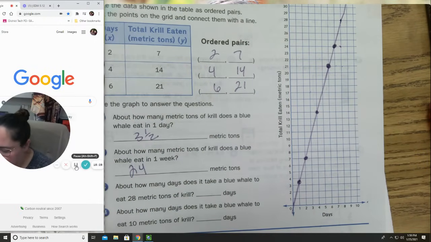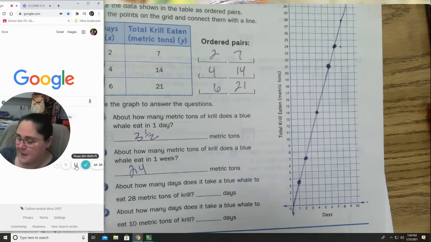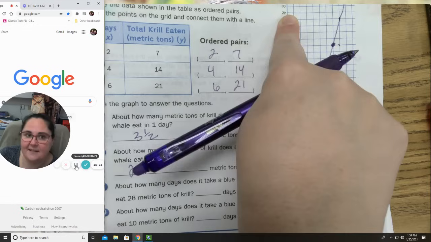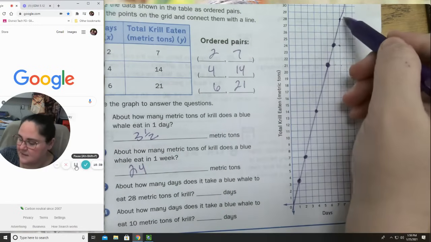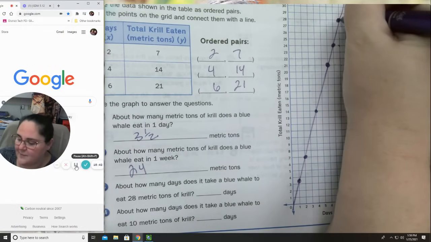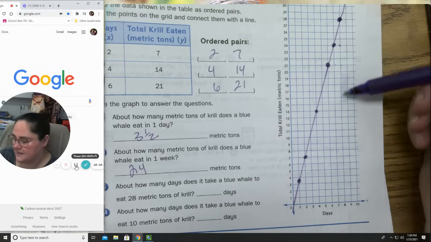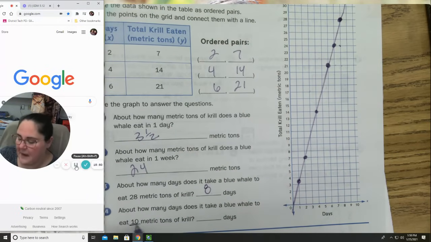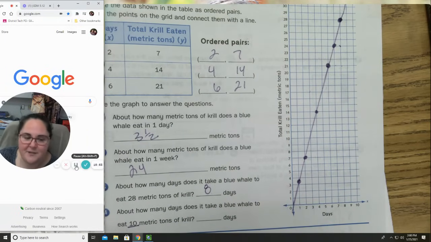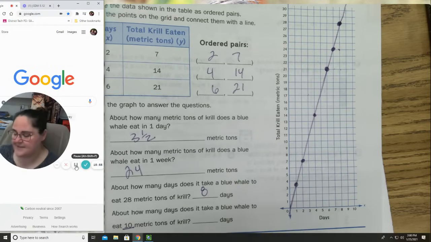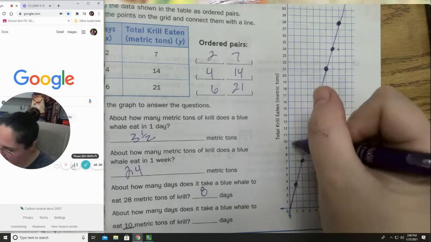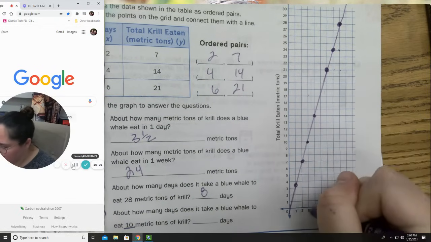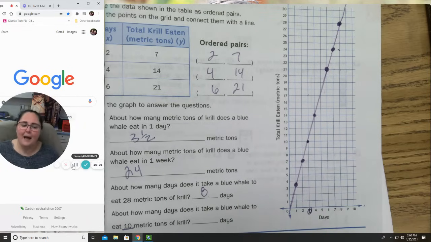And finally, about how many days does it take a blue whale to eat 28 metric tons of krill? So this time, I'm going to go up the side, and I'm going to go until I get to 28. And I'm going to see how long it would take to eat that 28. 8 days. I want you to see if you can figure out how long it would take to eat 10 metric tons. So go up to 10, see where it hits the line, and then go down to find your answer. All right, up to 10, over to my line. It's about right there, and it's about 3 days. About 3 days.